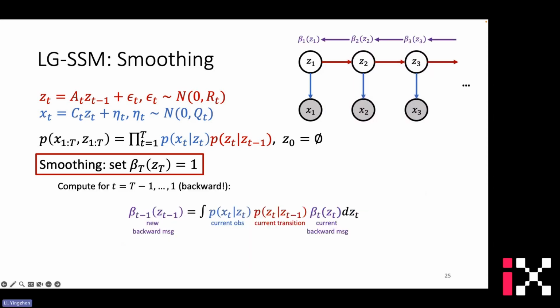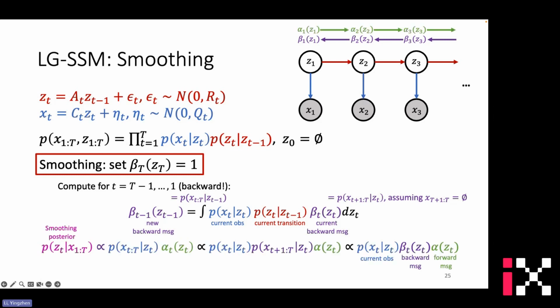Now the interesting part is the following. If you do this integration, you again have a recursion expression, where to compute the new backward message, you take the current backward message and also take in the current transition as well as the current observation. These three terms are all Gaussian forms, so we can still compute the integration in analytic form. Don't worry if you don't see it, this is just another fact.